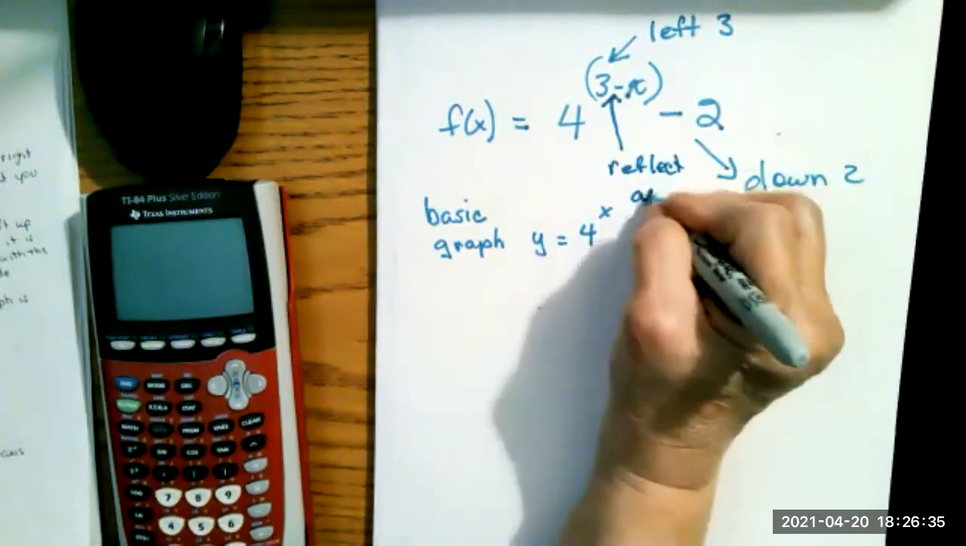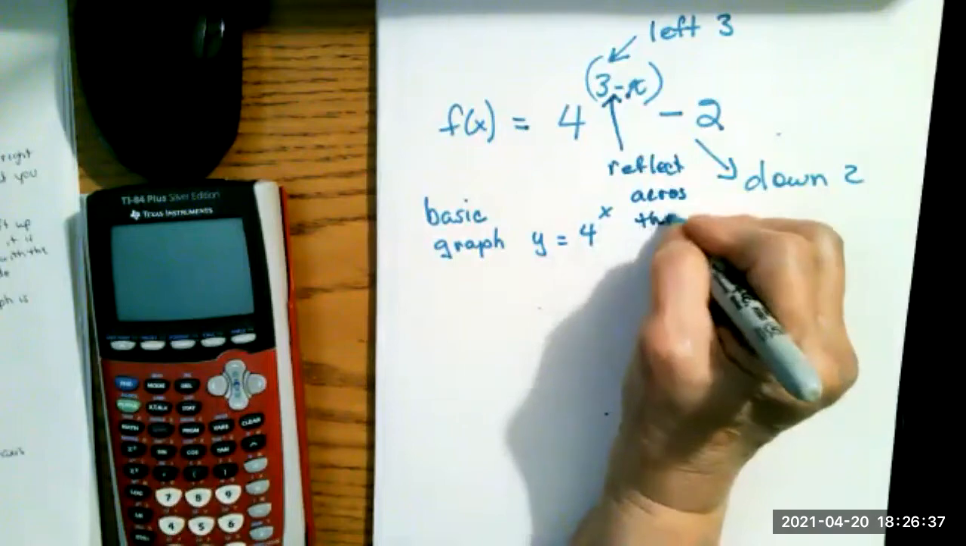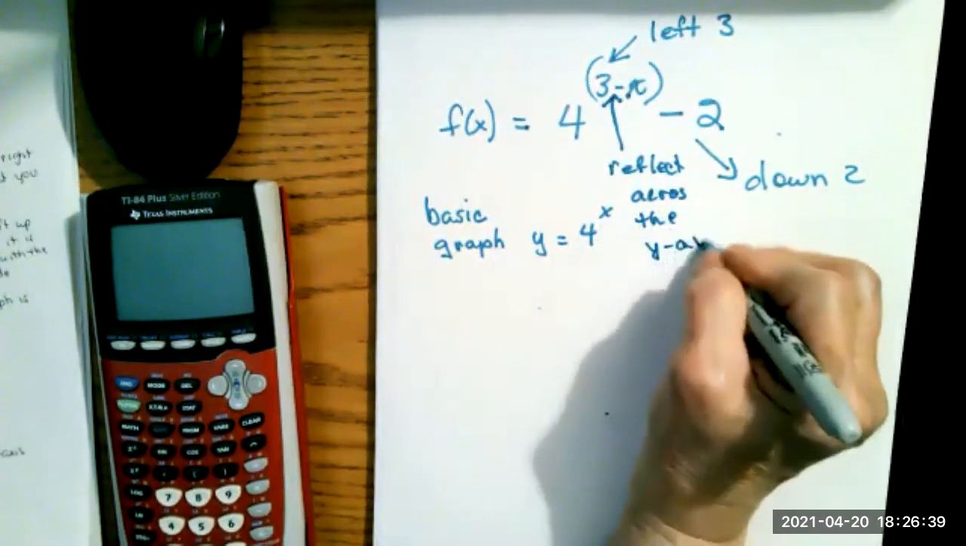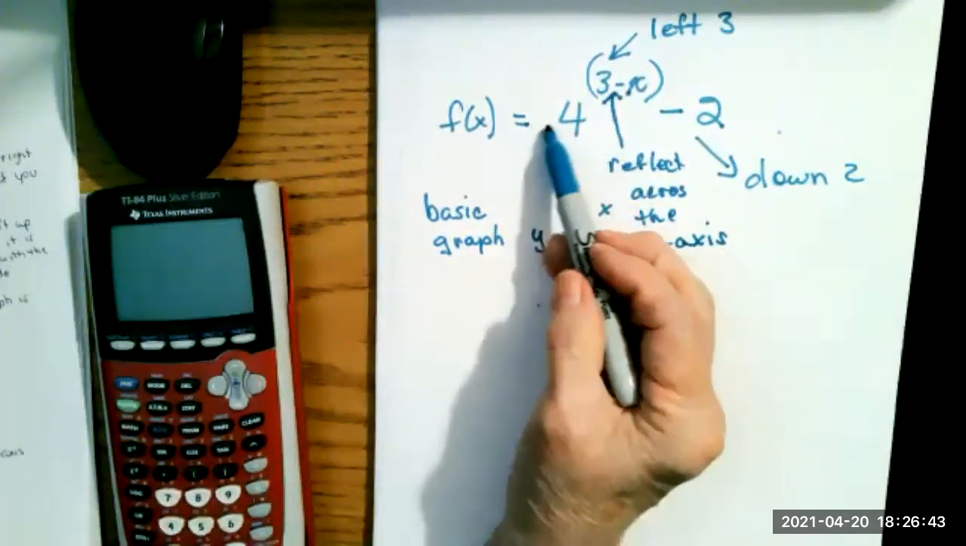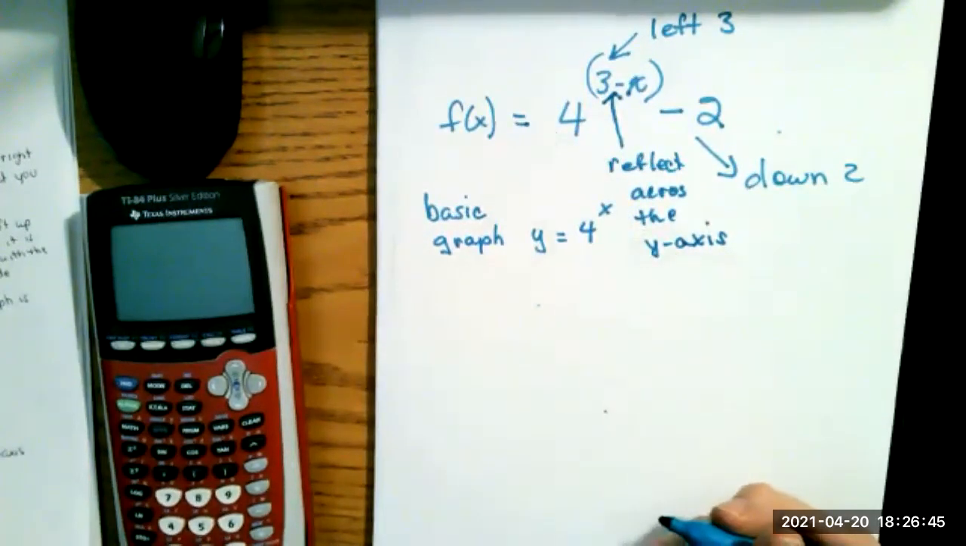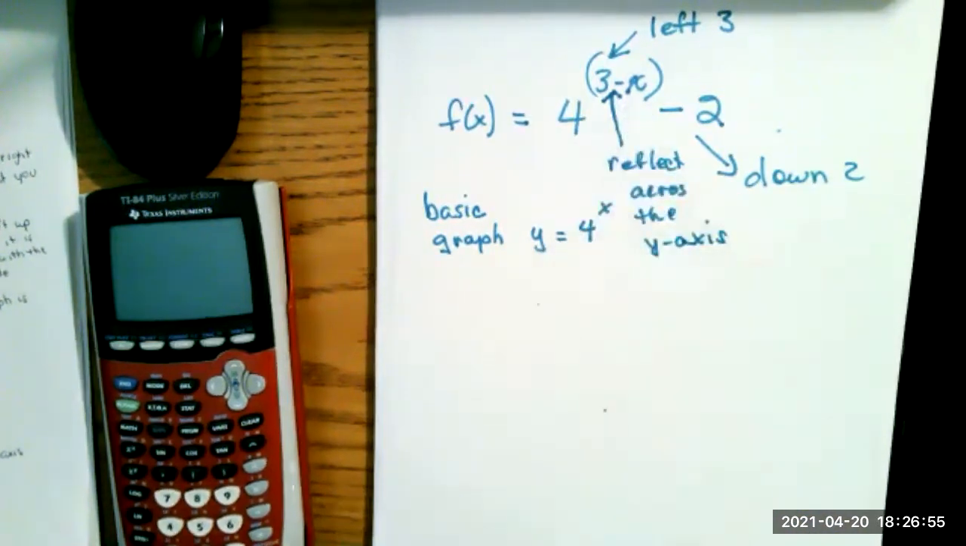Reflect across the y-axis. That's right. If the minus had been in front of this 4, it would have reflected across the x-axis. But because it's in that parentheses and it's in front of that x, it's across the y-axis. And you're going to run into that tonight in the homework.